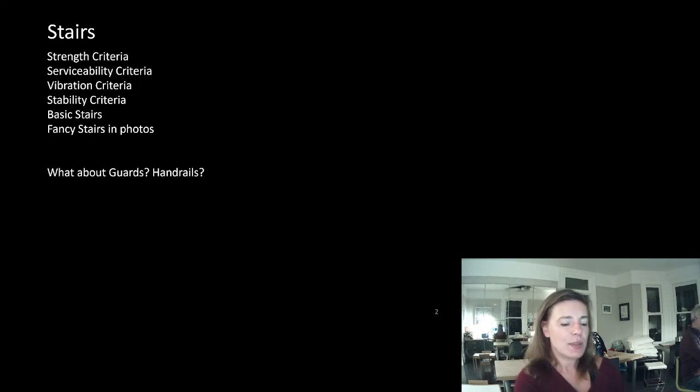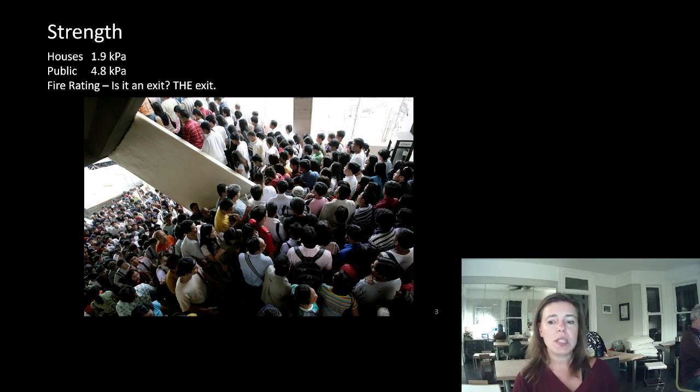So let's dig in. The first thing is strength. What strength loads do we use to design stairs? Well, in houses, we follow the normal house load, which is 1.9 kPa.